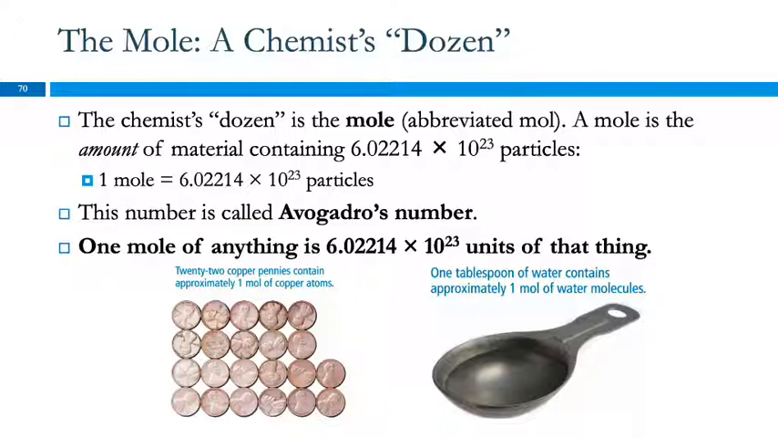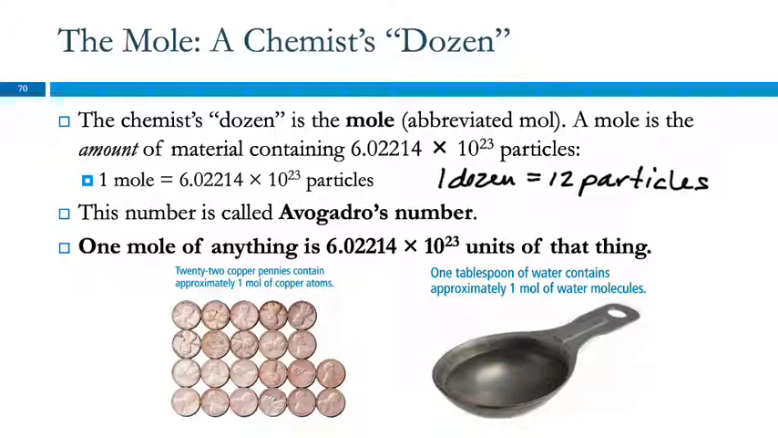So, like we say, a dozen equals 12 things, right? 1 dozen would equal 12 particles or things. A mole is 6.02214 times 10 to the 23rd particles. Seems kind of like a random number, but it was chosen for a good reason. It's called Avogadro's number. So 1 mole of anything is Avogadro's number of units.